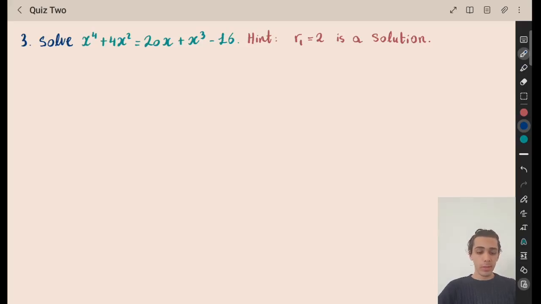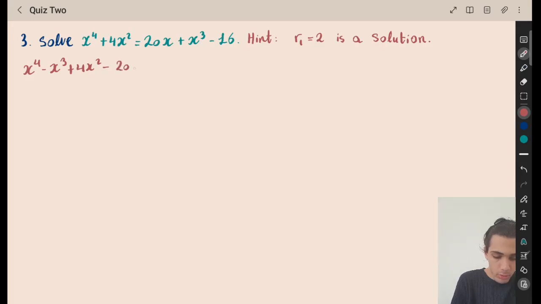Let us solve this degree 4 polynomial. Degree 4, that should be very interesting. Well, the first thing I want to do is to get everything on one side. I hope you don't mind. And then plus 16. In that case, this will be equal to 0.